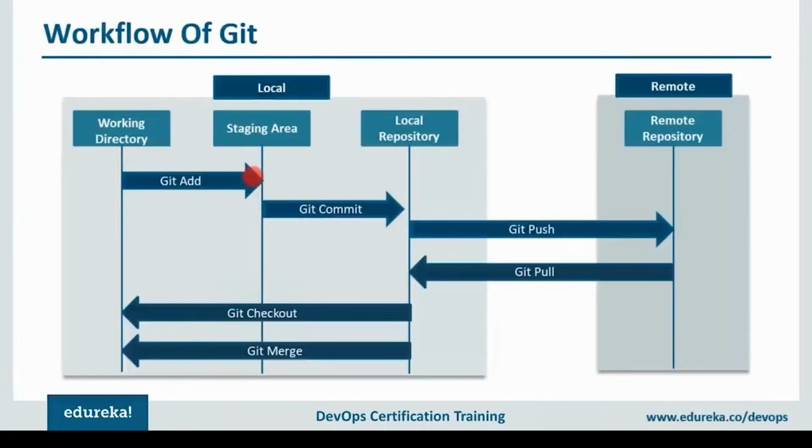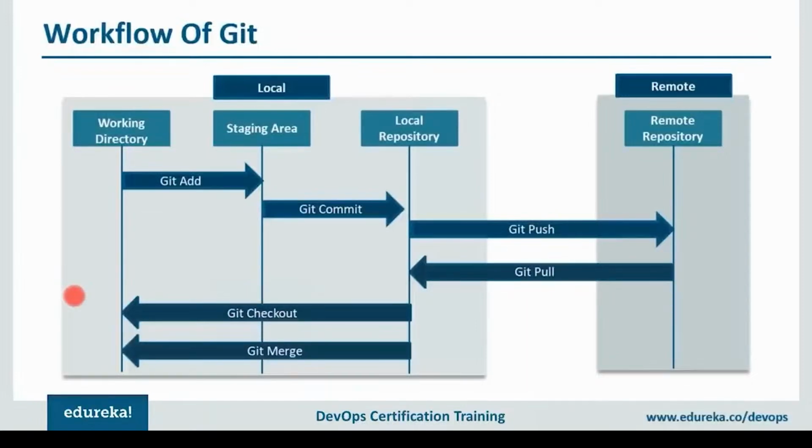Once I have all my uncommitted changes in the staging area, I want them to get committed into the local repository. For that, I'll perform the git commit operation and commit all the changes to the local repository. Once I'm done with all the set of changes, I'll push these changes to the remote repositories as well. After that, you can perform the git pull operation to add whatever is there in your remote repository to your local repository, and then you can perform the git checkout command to add it to the working directory as well.